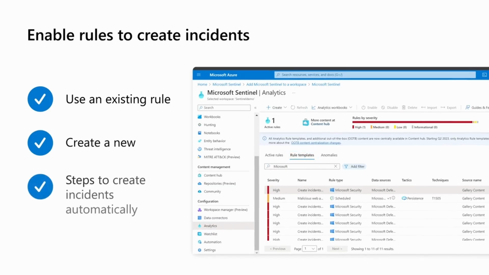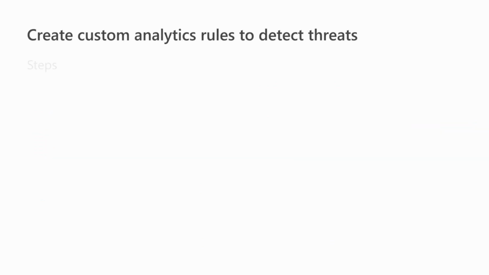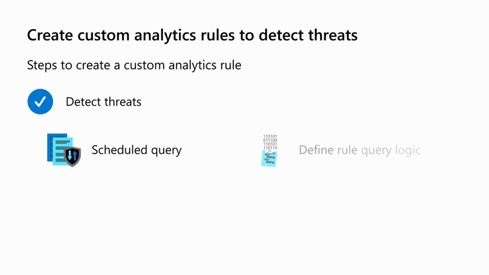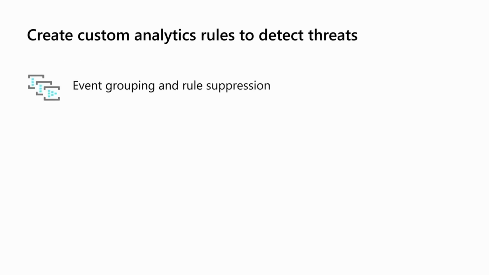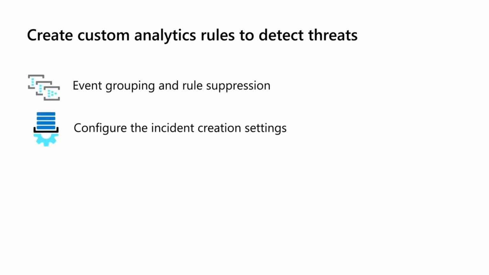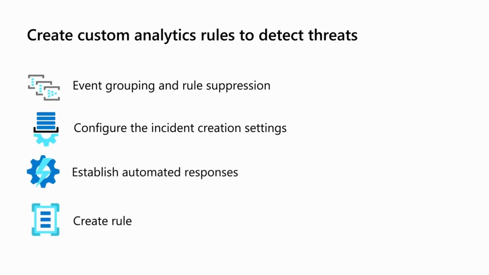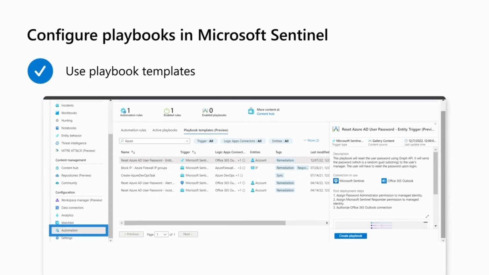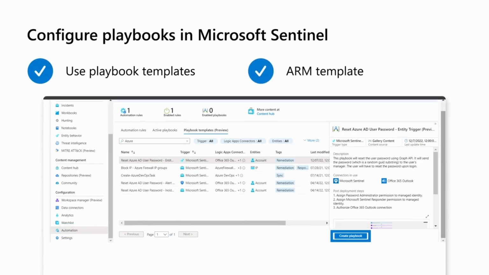You also learned steps to create incidents automatically from data connectors. Further, you learned steps to create custom analytics rules to detect threats with a scheduled query, define rule query logic, and configure settings. You also explored event grouping and rule suppression, configured the incident creation settings, established automated responses, and created the rule. You also learned to configure playbooks from the Playbook Template tab within Automation. A playbook template is an Azure Resource Manager, or ARM template, consisting of several resources.